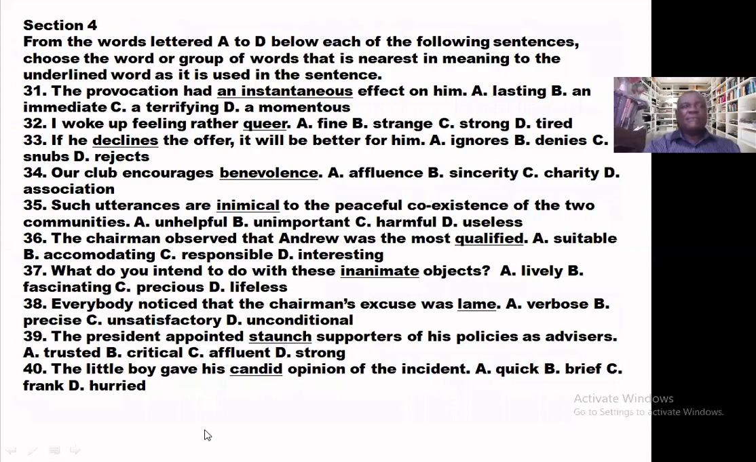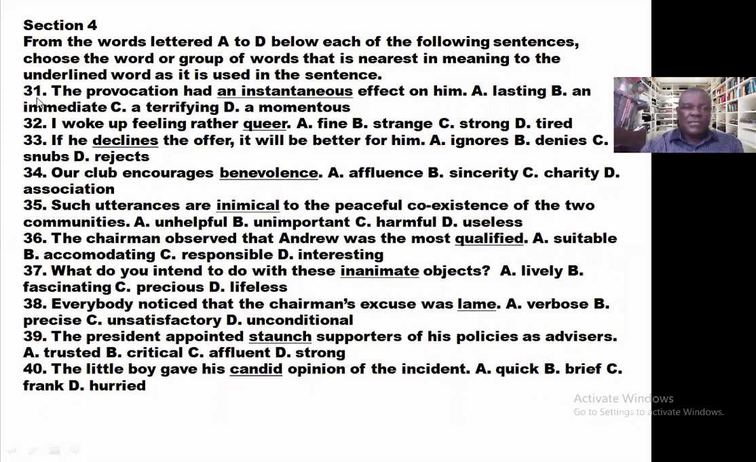All right, let's proceed to section 4. From the words lettered A to D below each of the following sentences, choose the word or group of words that is nearest in meaning to the underlined word as it is used in the sentence. So here we are now looking at synonyms, right? Here we are looking at synonyms. So let's look at the questions.